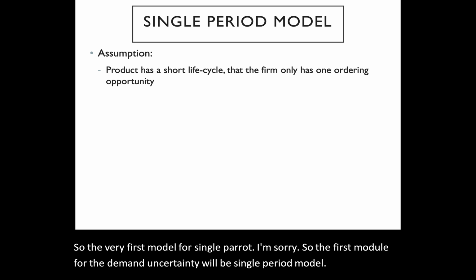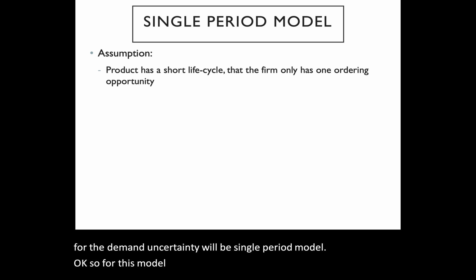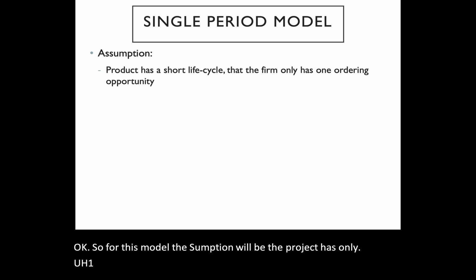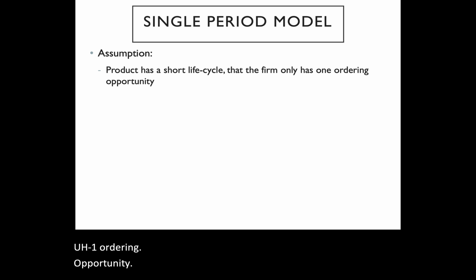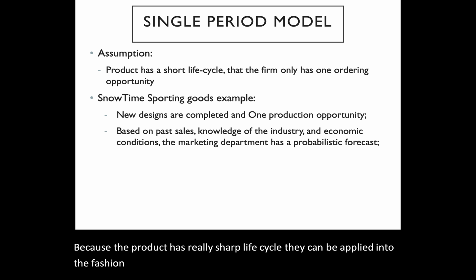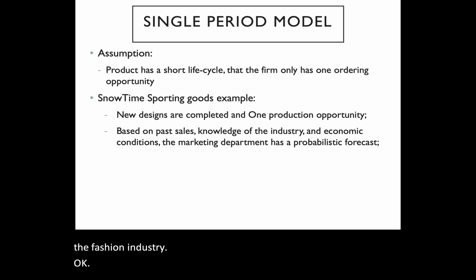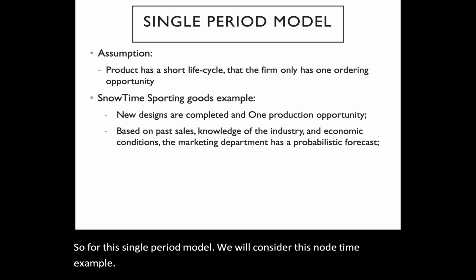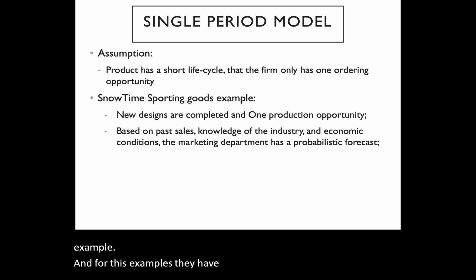For this model, the assumption is that the product has only one ordering opportunity because the product has a really short life cycle, and this can be applied to the fashion industry. So for this single period model, we will consider the Snow Time example. In this example, they have the new design completed and one production opportunity.